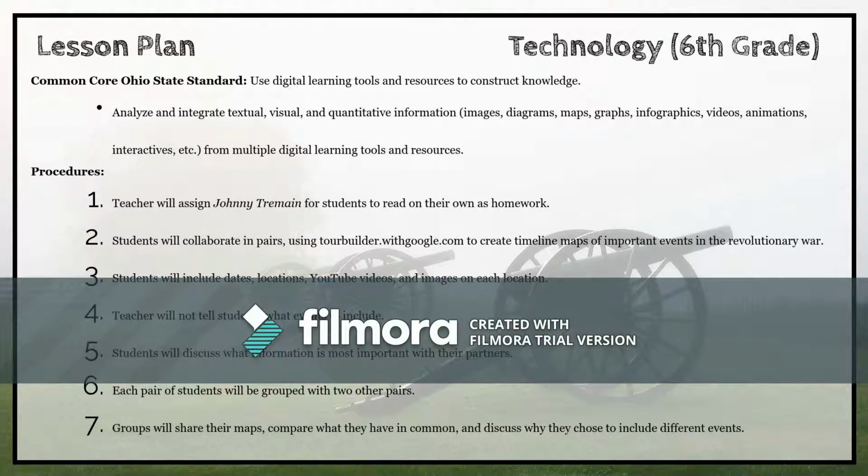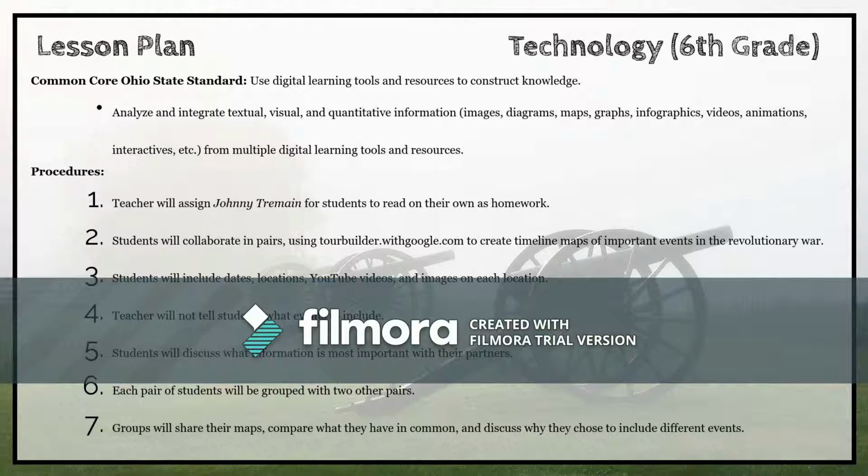My second lesson is for a 6th grade technology class. It aligns with the Ohio Common Core State Standard. In this lesson, students will read Johnny Tremain on their own. Students will be paired up and then use tourbuilder.withgoogle.com to create timeline maps of important events of the Revolutionary War period.